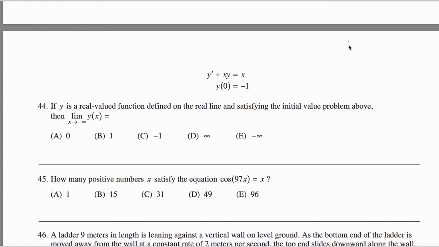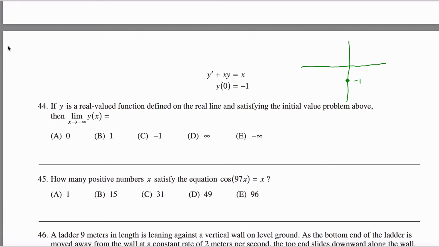So, here's my graph. And what I want to know is what is the height of this curve when the x-coordinate goes towards negative infinity, so way out to the left on my graph right here. And what do I know? Well, I know that when the x-coordinate is 0, the y-coordinate is negative 1. So it goes through this point right here. And then I also know that y prime plus xy equals x... wait, how am I going to make any sense of that?